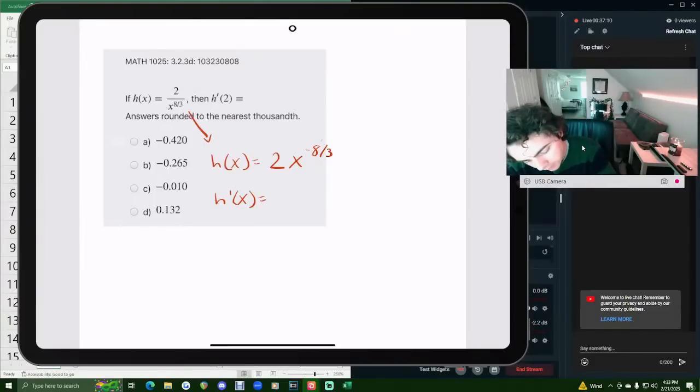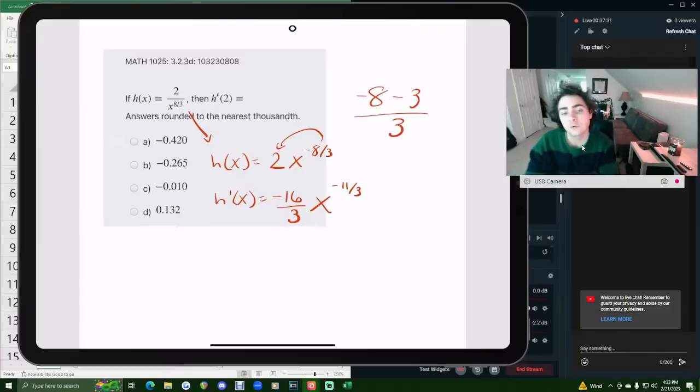So we bring out -8/3 times the 2. So 2 times -8 is -16. We leave that over 3. We leave the x and we subtract 1 from -8/3. Top number minus bottom number over bottom number. -8 minus 3 is -11. We leave that over 3. And then that's our derivative.